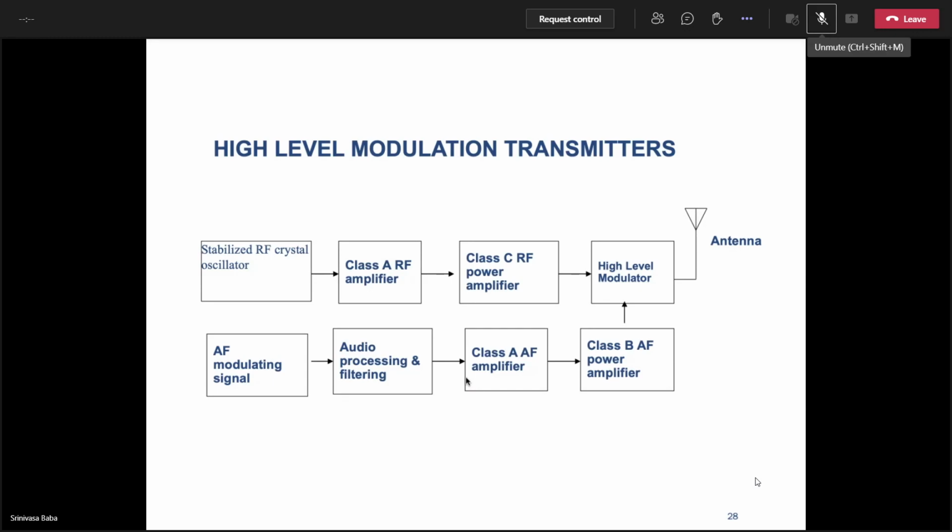So this is the block diagram, and the explanation for each of these blocks is the same as I explained in the previous low level AM modulator. The blocks are the same, the sub blocks are the same, so the explanation is also the same. Wherever you find that stable RF crystal oscillator, the purpose is the same. Whether you are using it in high level or low level, the functionality will not change. The basic function of that block remains the same.